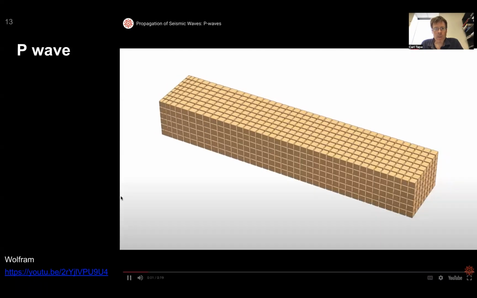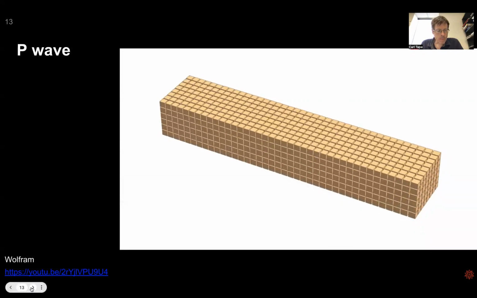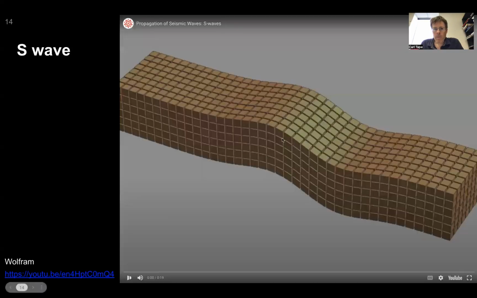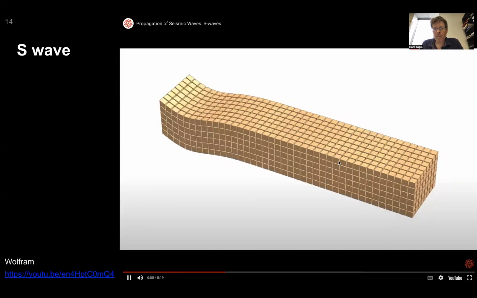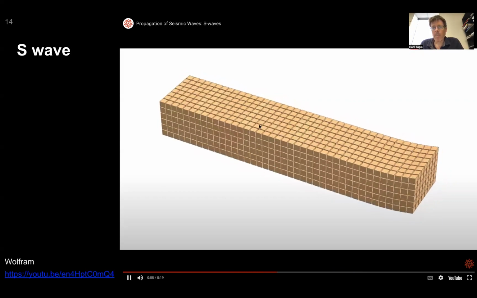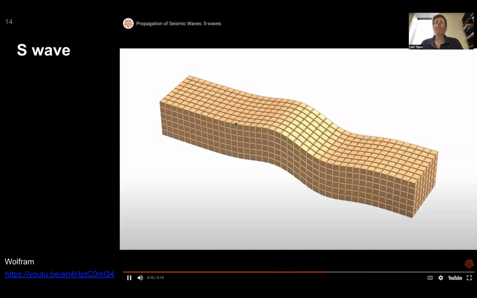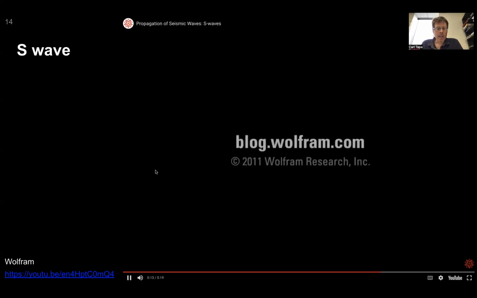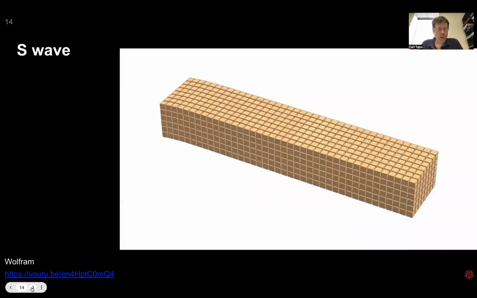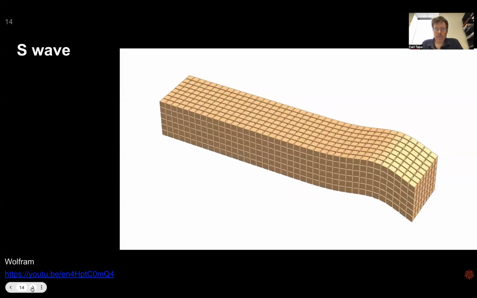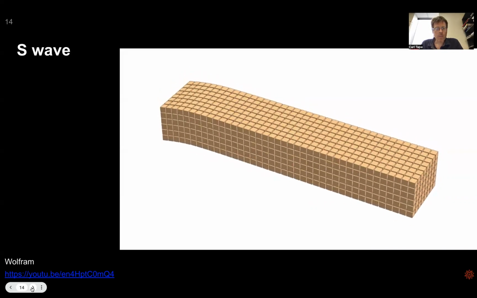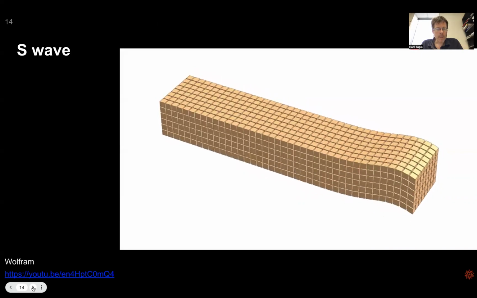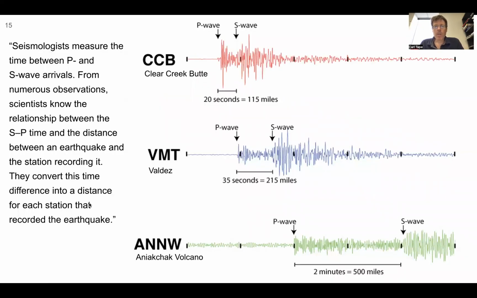And that contrasts with the S wave. So here with the S wave, the wave is again propagating along the length of this prism, but the particle motion is actually up and down. If you were sitting on one of these blocks, you'd go up and down as this wave went by. And so that is an S wave, and that travels slower. Watch it again. The S waves are always slower than the P waves. And so these two waves are the information that's used to locate earthquakes.